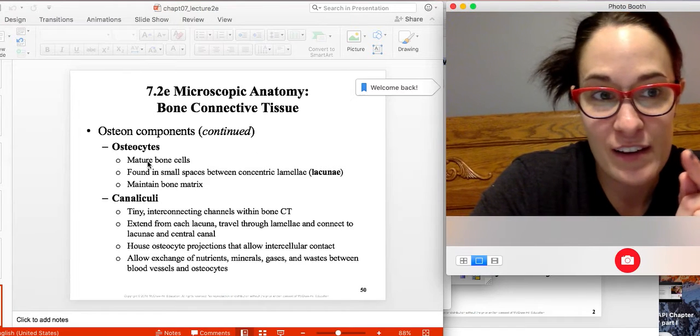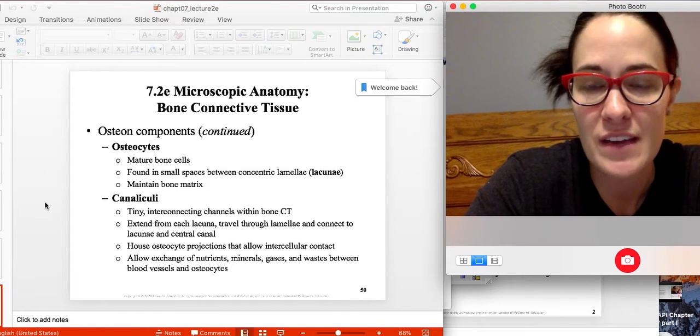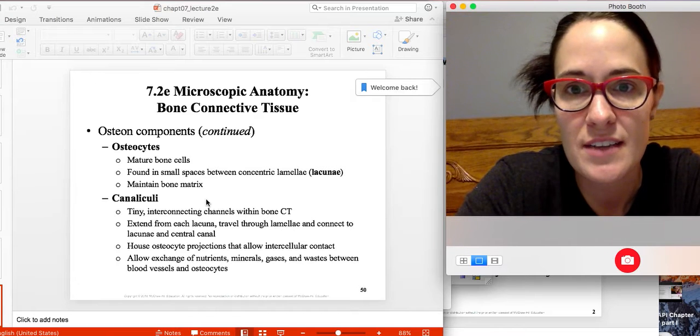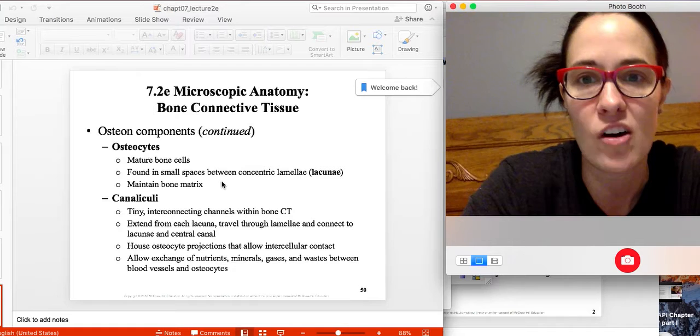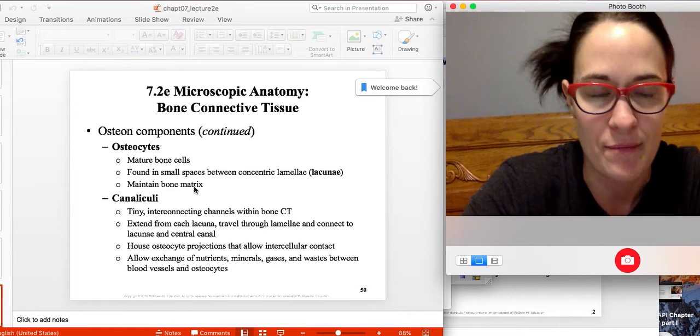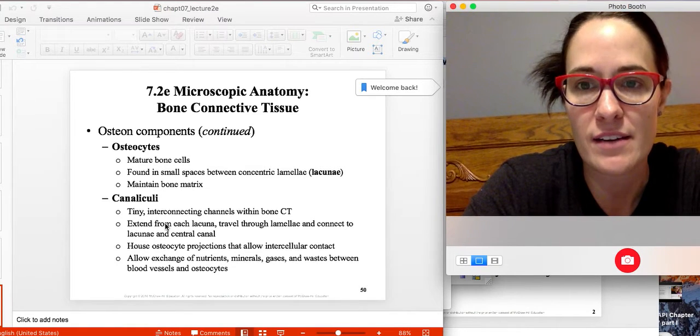And if you look closely, you'll find them. Make sure you look at the image here in a little bit. These are the mature cells. And the mature bone cells hang out in these little pods, I like to call them pods, or little spaces called lacuna within that bone matrix.